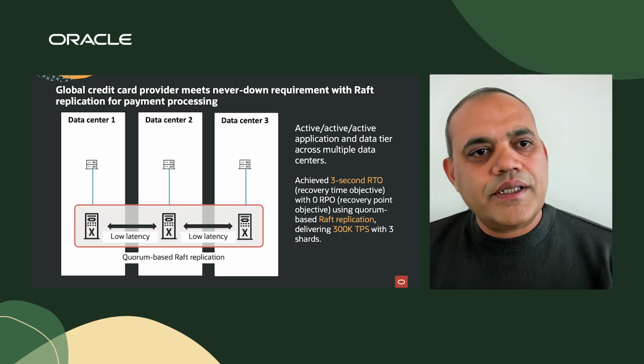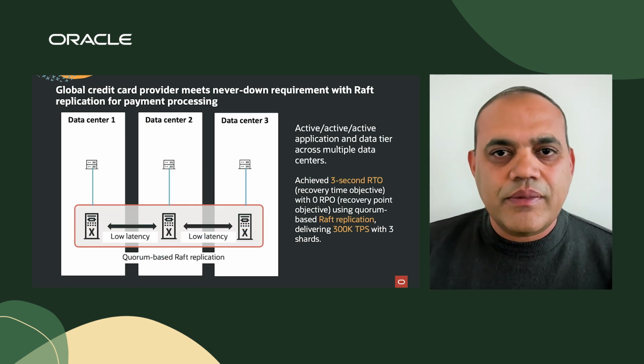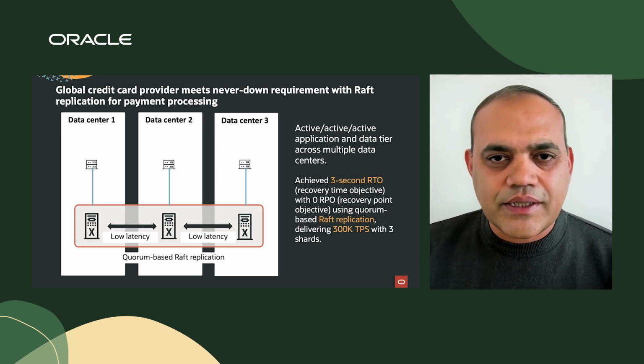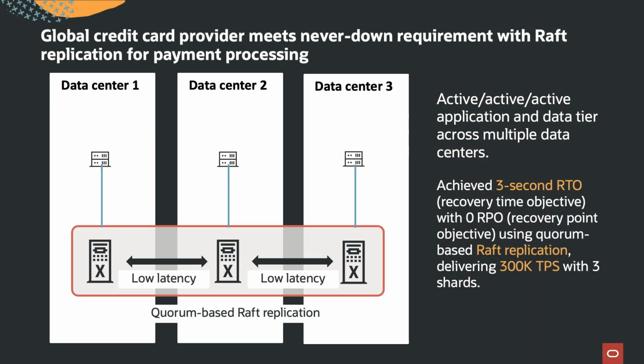Another customer example here is a global credit card provider that met their never down requirement with Raft replication for payment processing. This enabled them to have an active application and data tier architecture across multiple data centers, and we are able to achieve less than 3 seconds of recovery time objective with zero recovery point objective in case of a node failure or a data center failure.